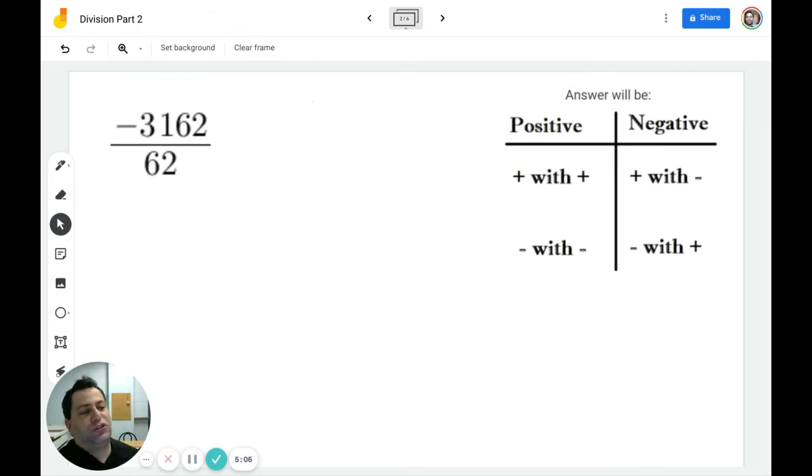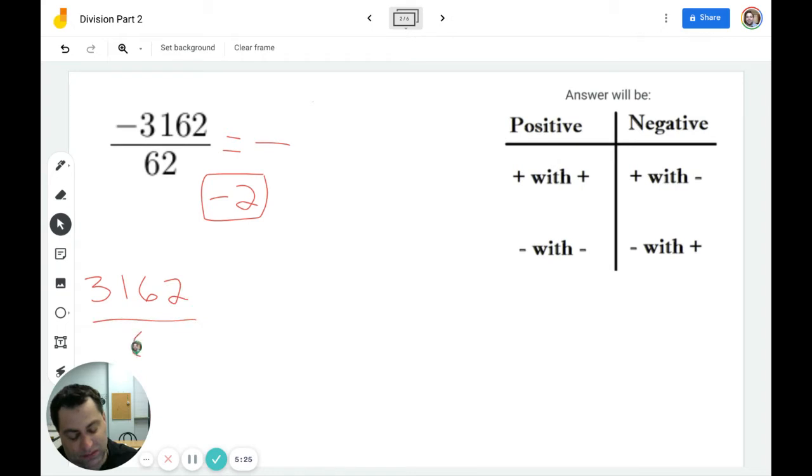Negative 3,162 divided by 62. Well, I know a negative divided by a positive is a negative. And I know that 62 minus 2 is 60. So I'm going to make negative 2 my multiplier. That enables me to rewrite the problem as 3,162 divided by 6.